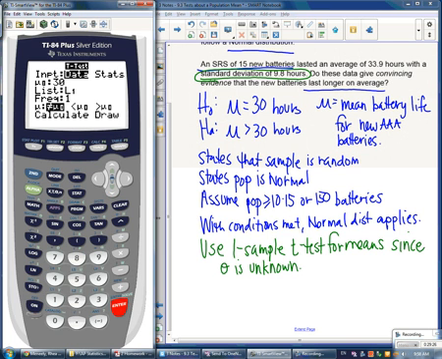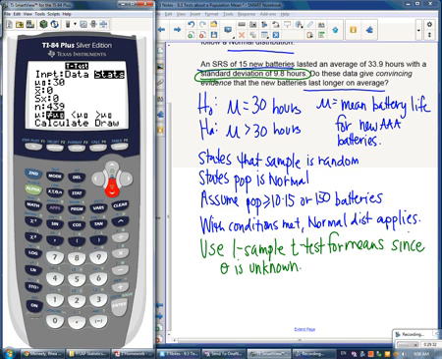I don't have the data, so I'm going to go ahead and use the stats that are given to me in the problem. The null hypothesis is 30 hours. X bar, we're told, is 33.9. The standard deviation I'm given is 9.8. N is only 15. And my alternative is the greater than.